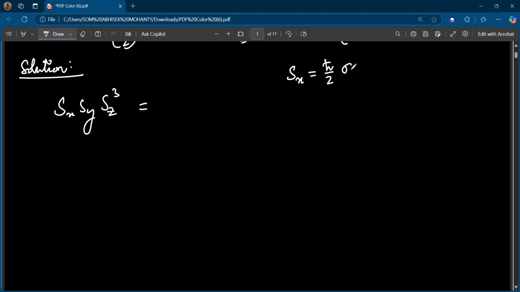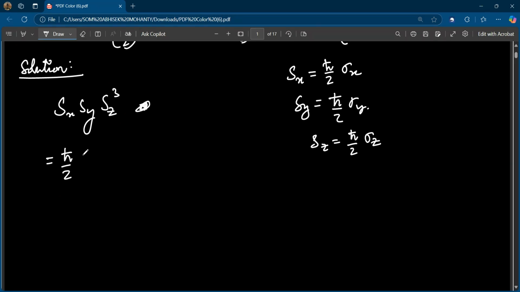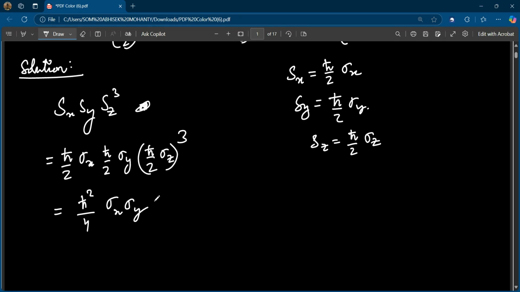Sx Sy Sz cubed. Okay, so Sx we know, we can rewrite the relation between Sx and the Pauli matrix: Sx is equal to h cut by 2 sigma x, Sy is equal to h cut by 2 sigma y, Sz is equal to h cut by 2 sigma z, correct? So h cut by 2 sigma x, h cut by 2 sigma y, h cut by 2 sigma z whole cube, right? This gives me h cut square by 4 sigma x sigma y, then h cut cube by 8 sigma z cube. So this becomes h cut 5 by 32 sigma x sigma y sigma z cube.